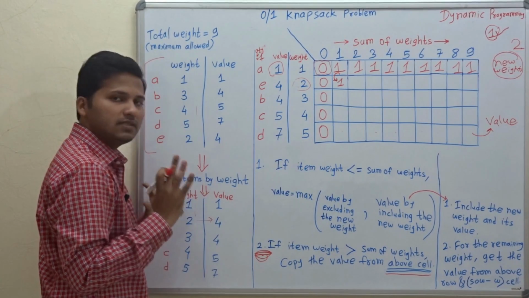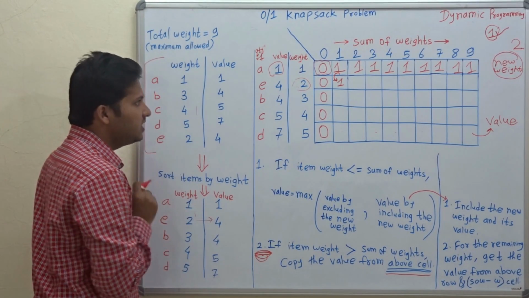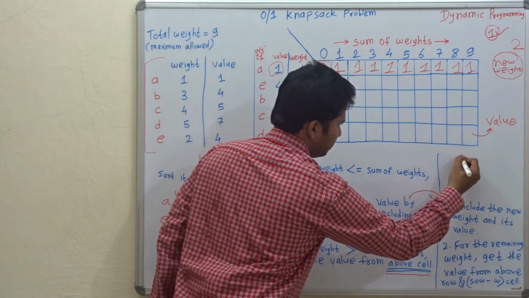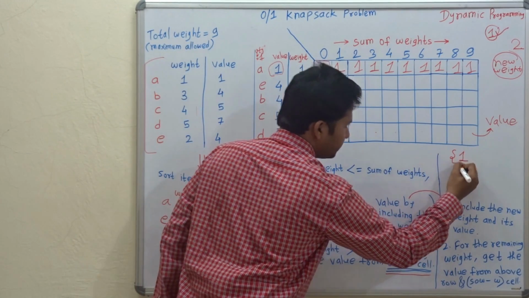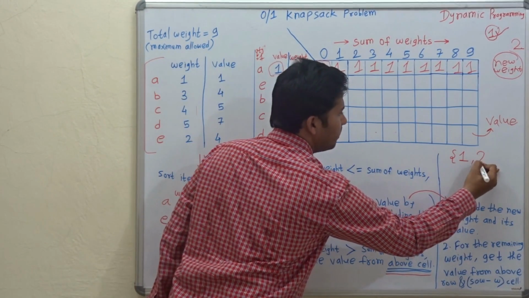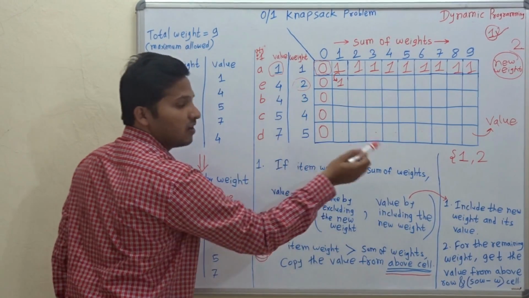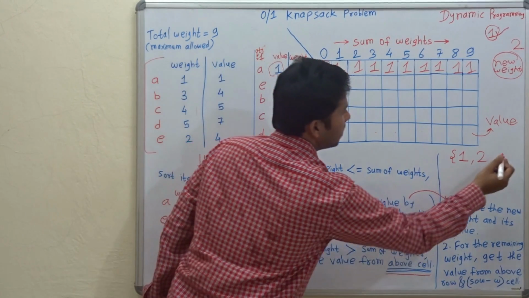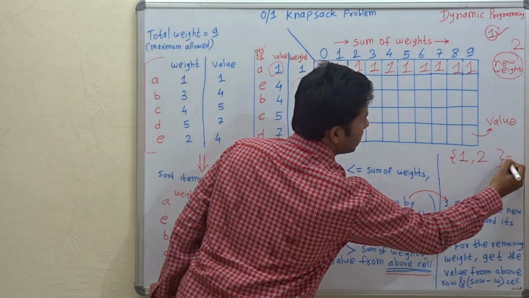So what does this mean? See, previously you had the weight 1 in your set. Okay, the new weight is 2. The new weight is 2. And now you want to form a total weight of 1.